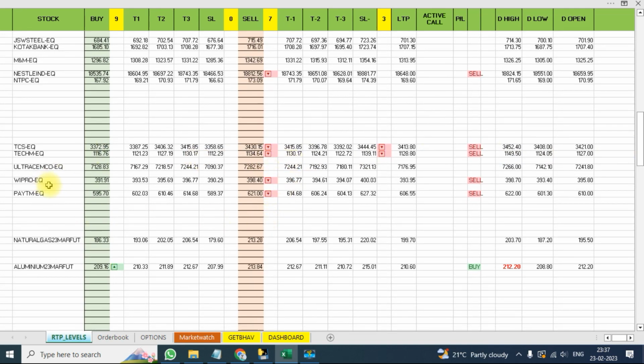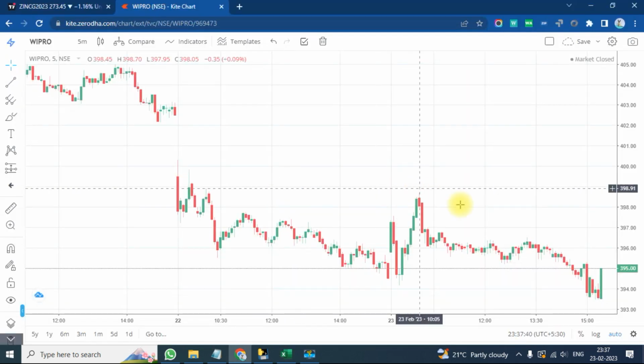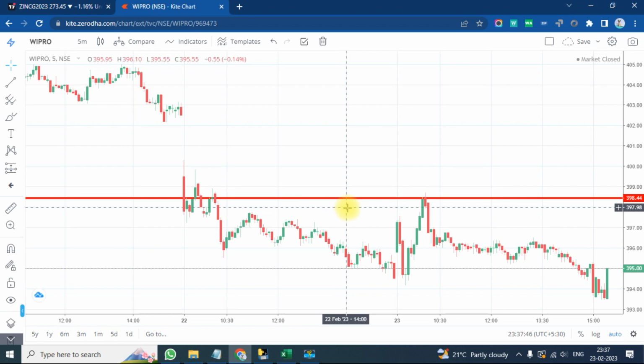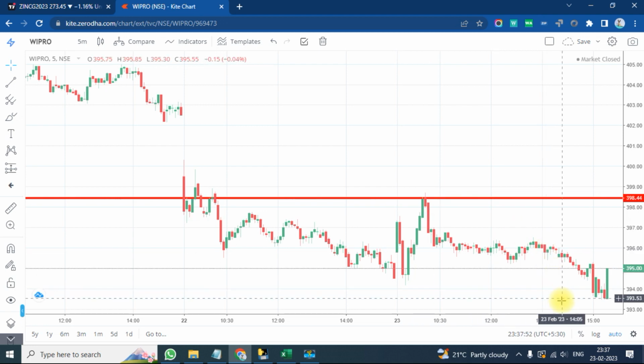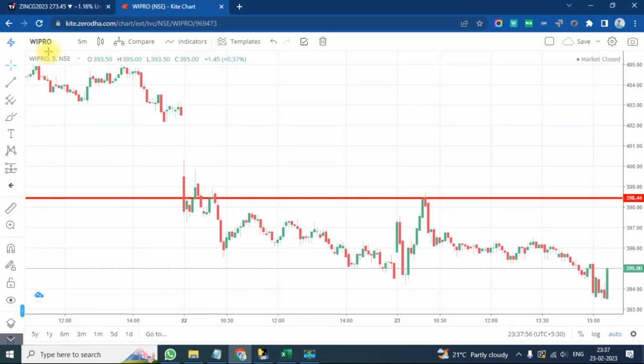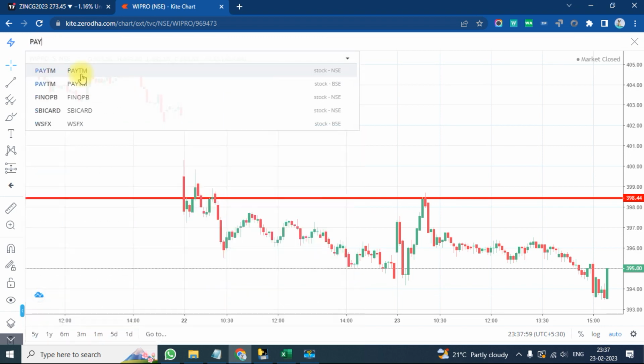For example, Wipro, I'll show you. 398.40 was the selling level. You can see the market opened somewhere around this point, and at 10 o'clock it touched this selling point, and you can see the difference. It was down 5 points. Wipro. In the same way, Paytm, we'll see Paytm.